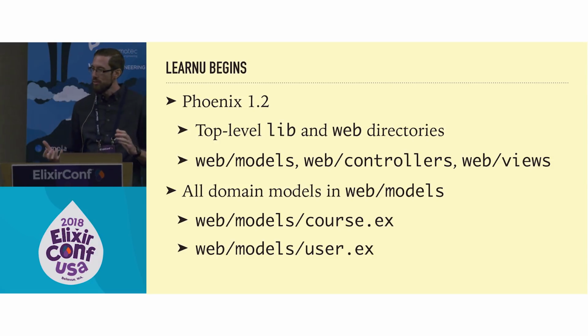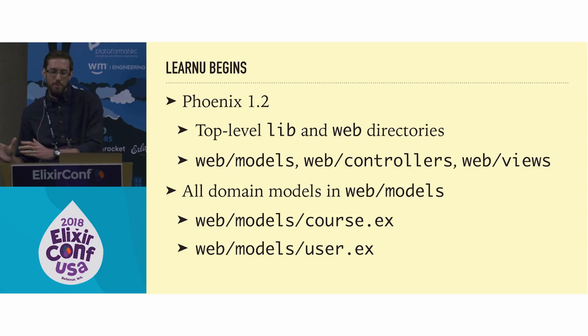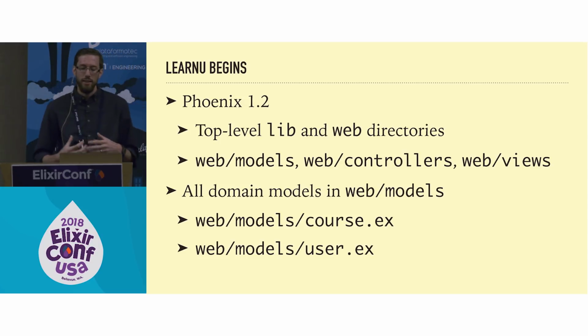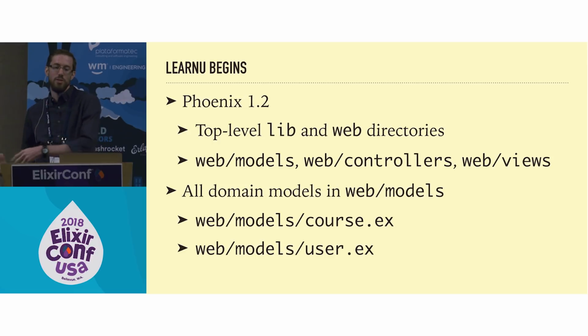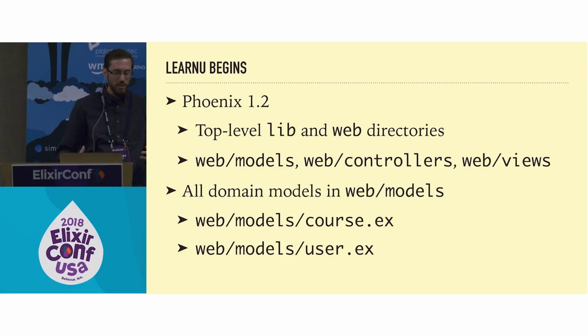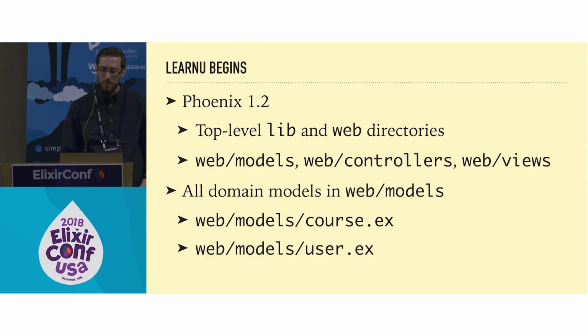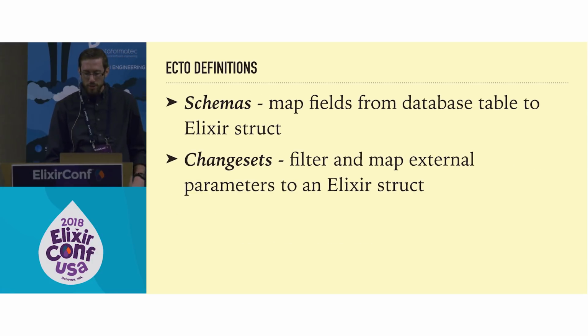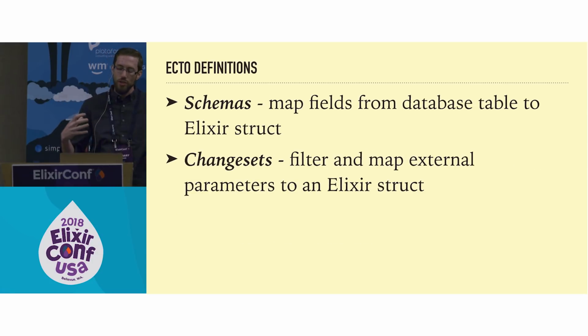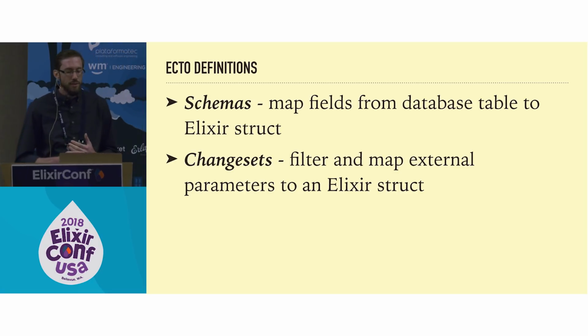So as you can imagine, there was a web models course.ex that mapped a course schema to a courses table in the database, an order.ex that mapped an order schema to an orders table in the database, and for the main focus of this talk, a web models user.ex that mapped a user schema to a users table in the database. My user module consisted of a large Ecto schema definition, as well as its associated functions to manage various different changesets.